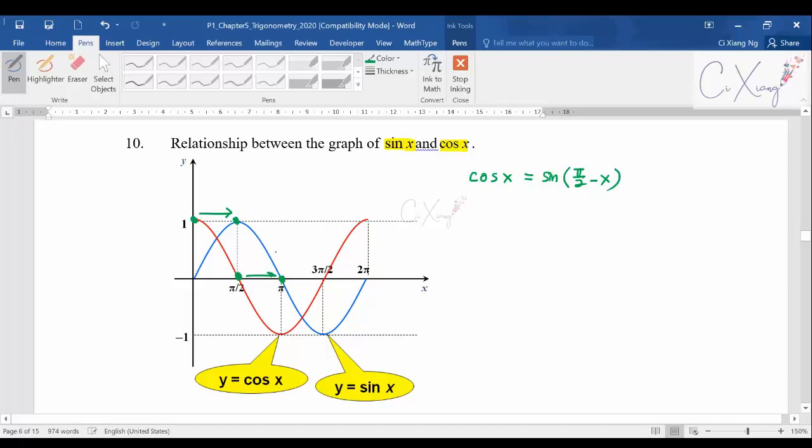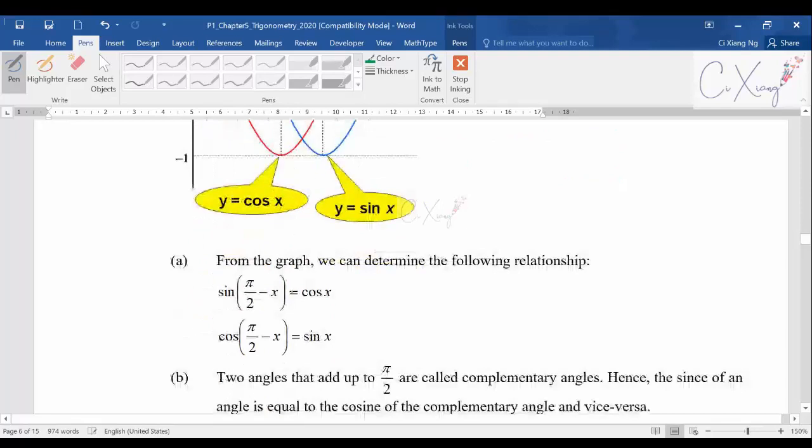All right, so this is the relationship that you can see from the graph, and when we summarize it, this is the summarized formula. Sine of 90 degrees minus x equals cos x, or cos of 90 degrees minus x equals sine x. Okay, so I take some very simple examples. The meaning is something like this.